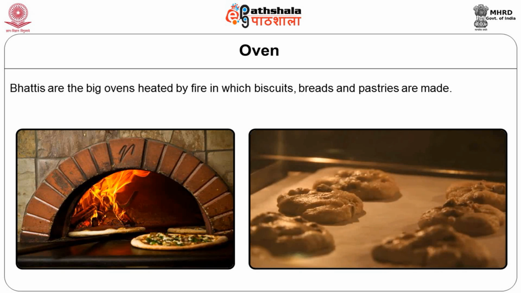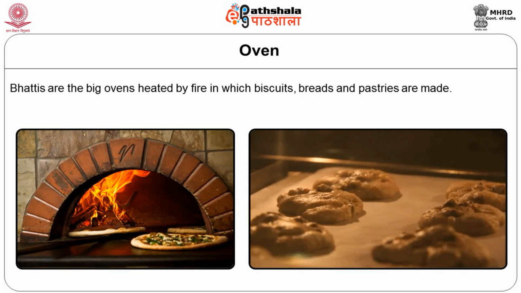So, with all this introduction to bakeries, I would say that in any bakery, there are big ovens heated by fire in which biscuits, breads and pastries are made. These ovens are also known as bhattis. It is in these ovens that the food is cooked. In the very big bakeries, the air is heated by electricity.